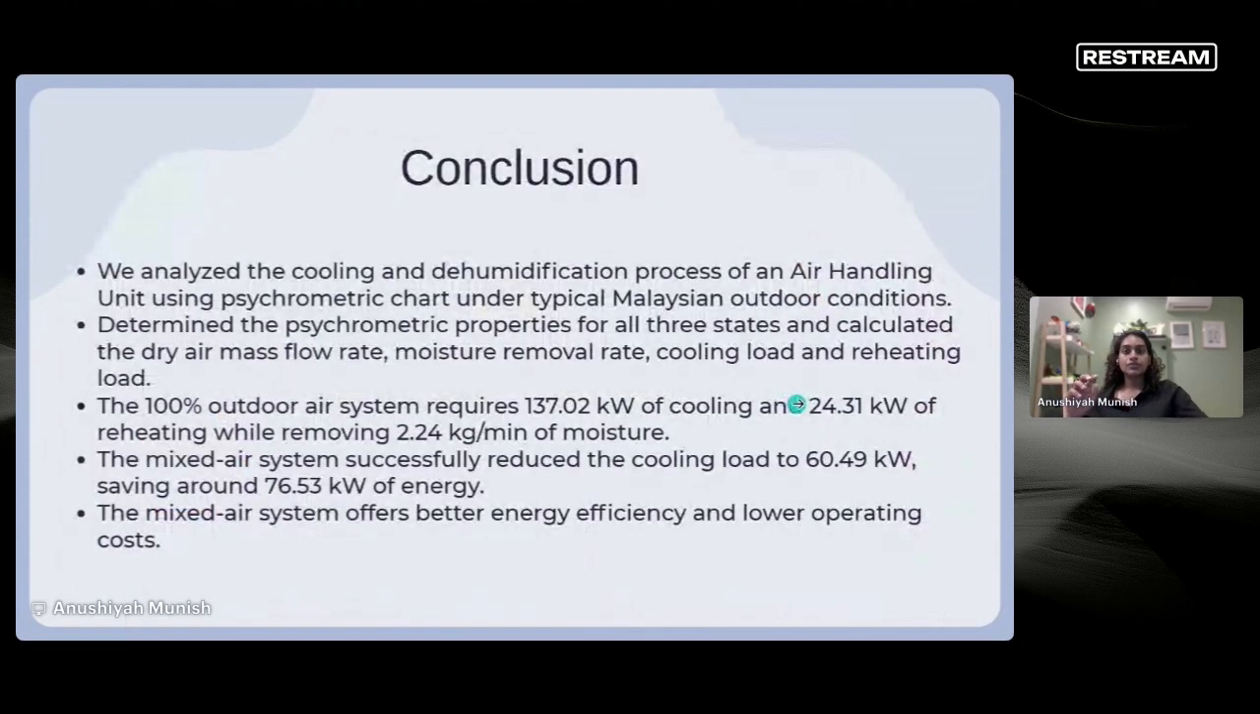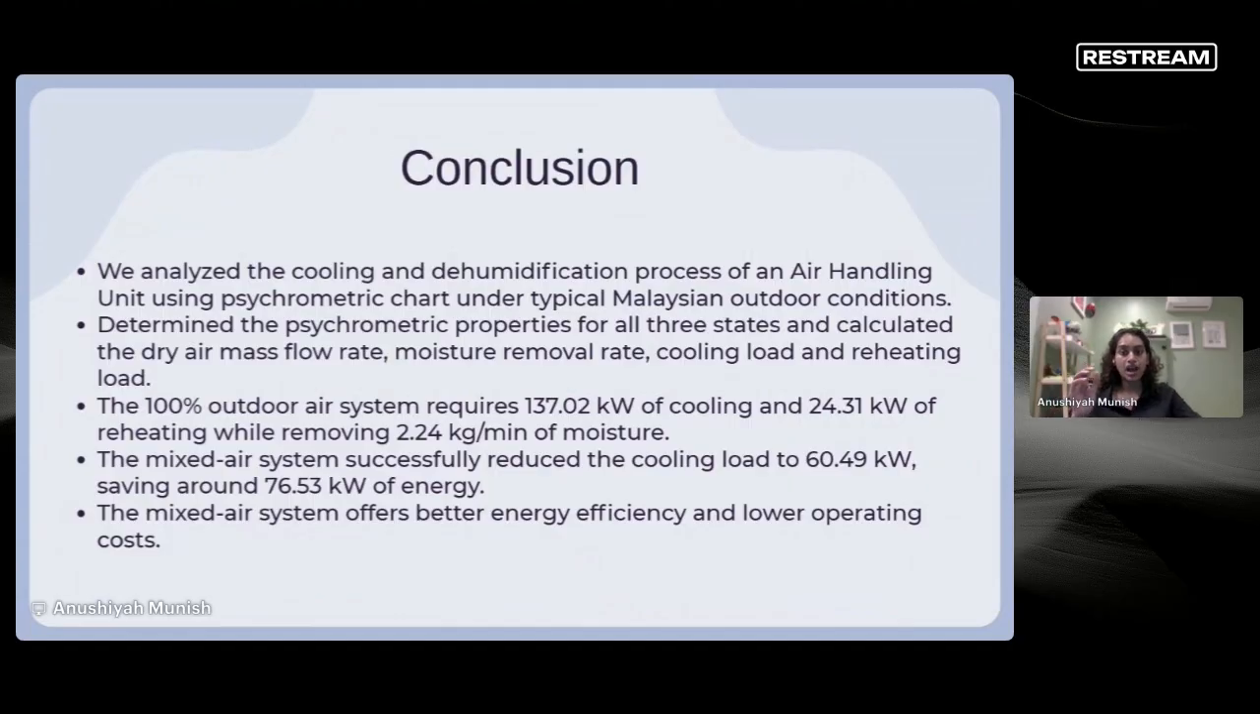Conclusion. So we've analyzed the cooling and dehumidification process of an air handling unit using the psychrometric chart under typical Malaysian outdoor conditions. We have also determined the psychrometric properties for all three states and calculated the dry air mass flow rate, moisture removal rate, cooling load, and reheating load.